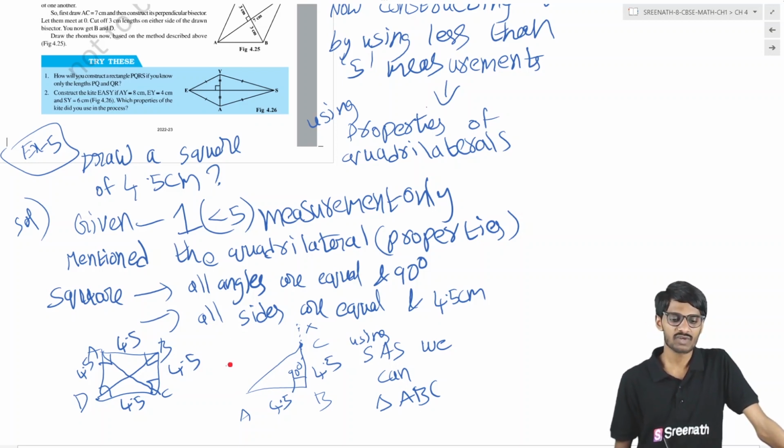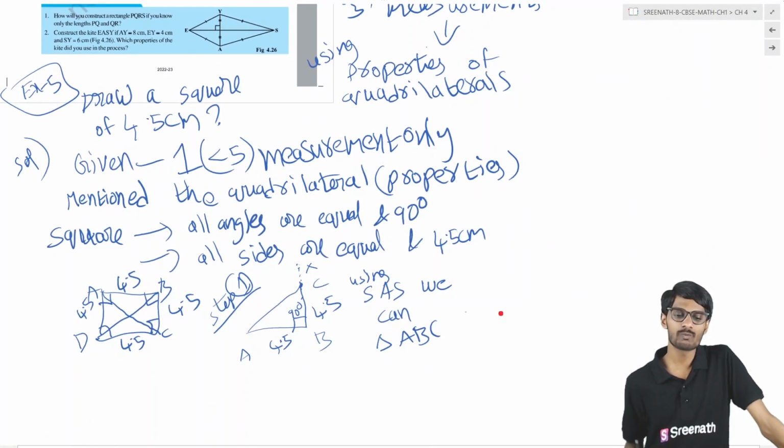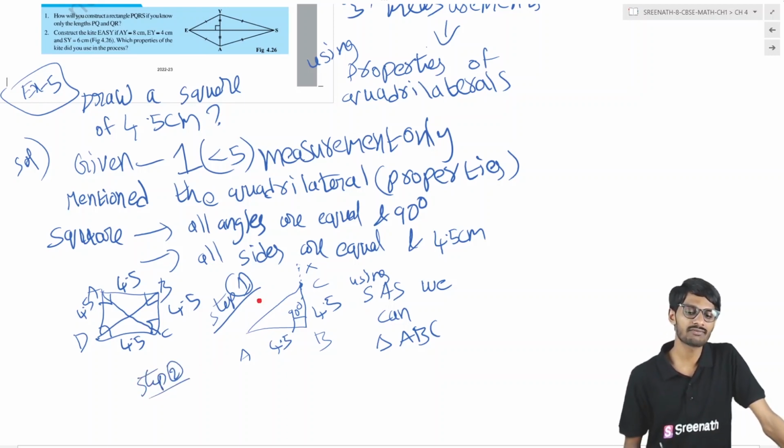So in this way, step 1 is to construct the triangle. That's it. Then D can be easily located. So this is step 1. After that you have to find the further point D. That is also very simple.